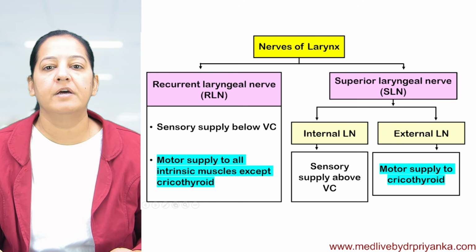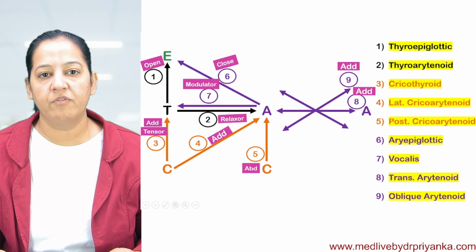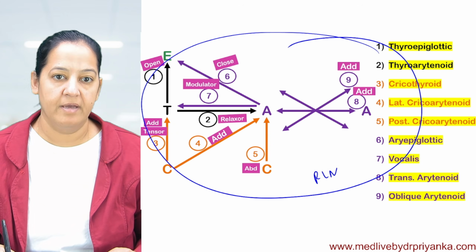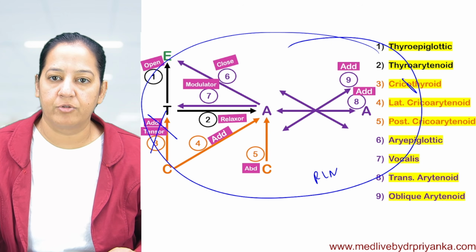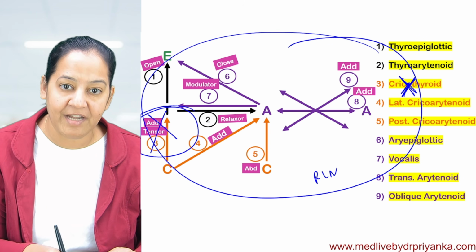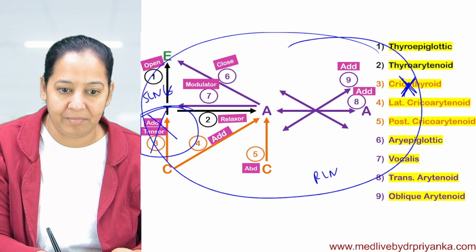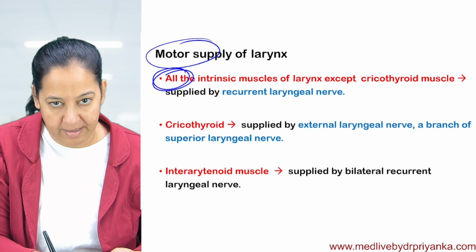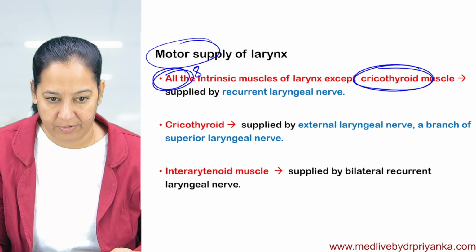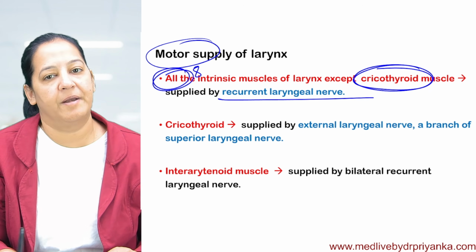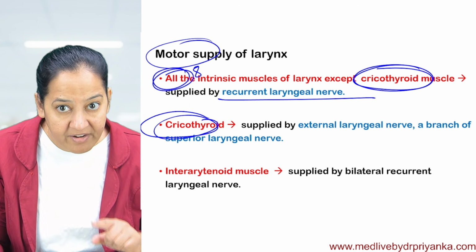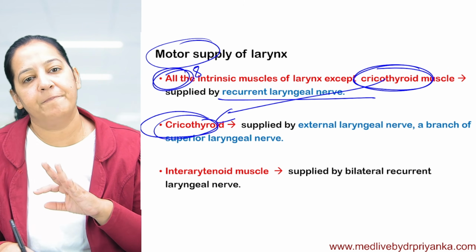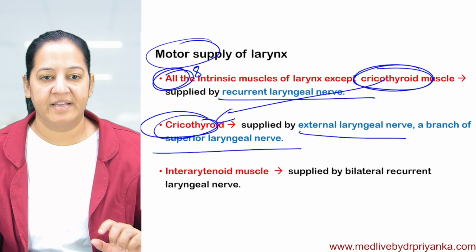Motor supply, you tell me. Out of all the 9 muscles, they all are supplied by RLN except cricothyroid, the third one, which is supplied by the external branch of SLN. The same thing is written. All the muscles, 8 of them except cricothyroid, are supplied by RLN. Cricothyroid is the one which is left over, which is paired. This cricothyroid is supplied by the external branch of SLN.